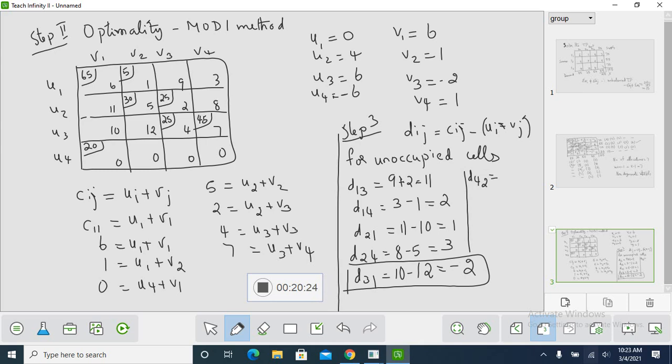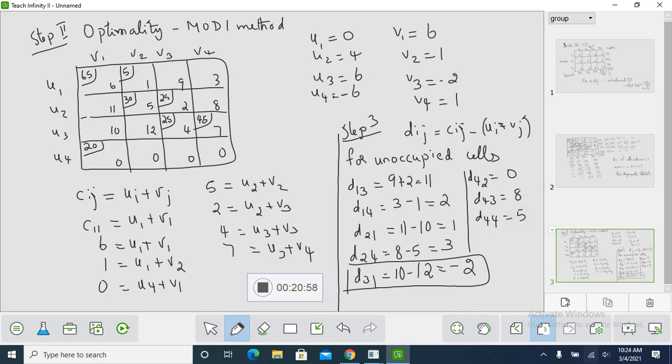What will be our D42? It is going to be 0 minus U4 V1. U4 is minus 6, V1 is plus 6, so the value becomes 0. Then for my D43, it is 0 minus U4 and V3, so it is 8. Then I have to calculate my D44. D44 is 0 minus U4 and V4 value is 5.